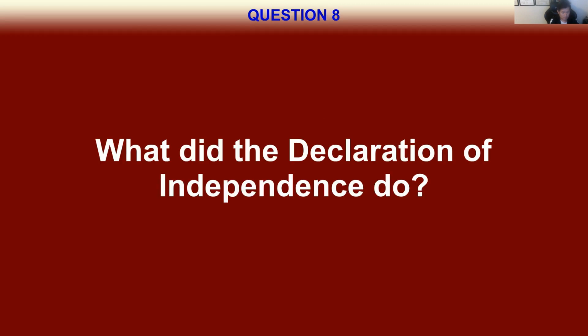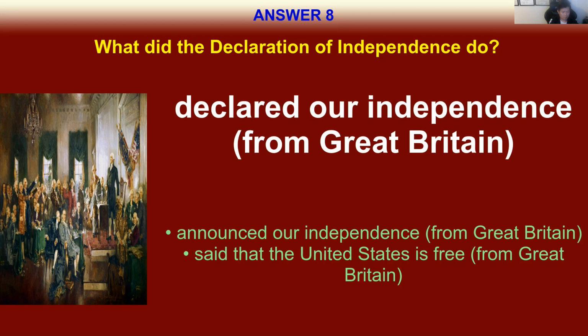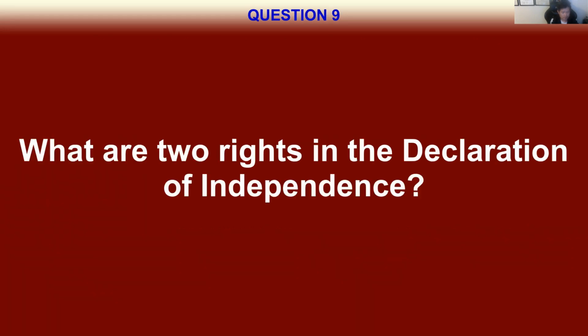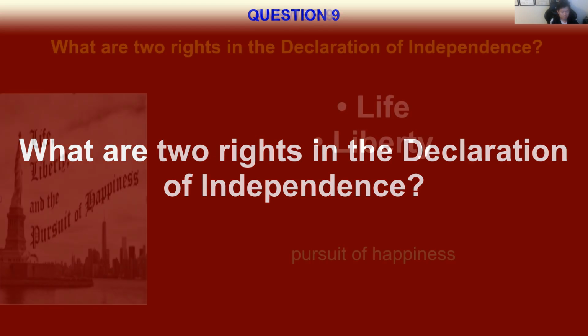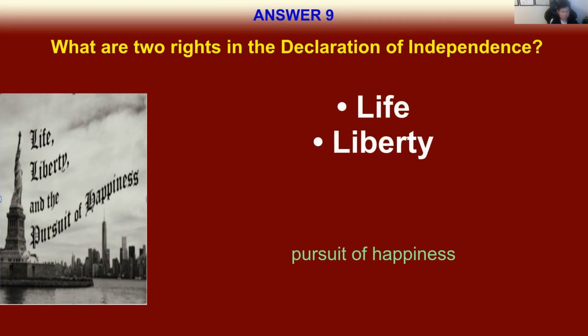What did the Declaration of Independence do? Declared our independence from Great Britain. What are two rights in the Declaration of Independence? Life, liberty.